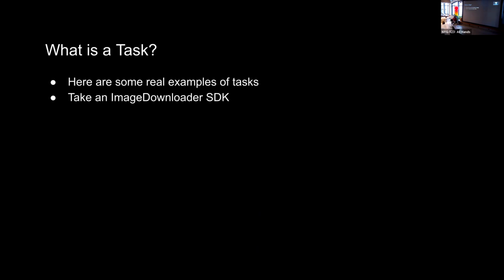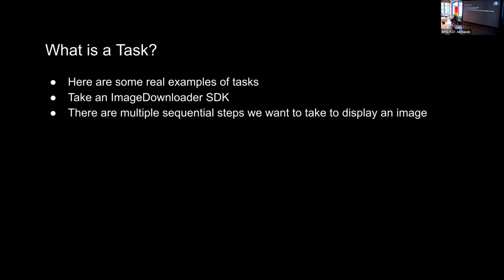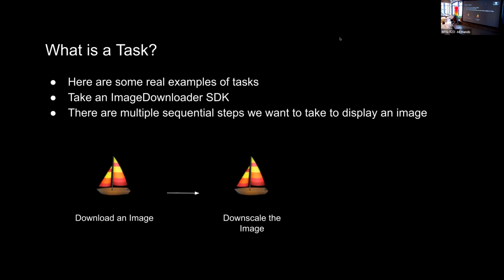One thing I'm excited to migrate to async await is an image downloader that I just made for fun. Everyone uses all the big ones anyway, but it's kind of cool. Let's say you have these multiple sequential steps that you want to use to display an image. One sailboat would be downloading the image. That's an asynchronous task, and probably in that task you're handling errors or whatever. Then maybe you want to downscale that image. And then maybe after that, you want to make the image black and white because you want to be artsy about it.